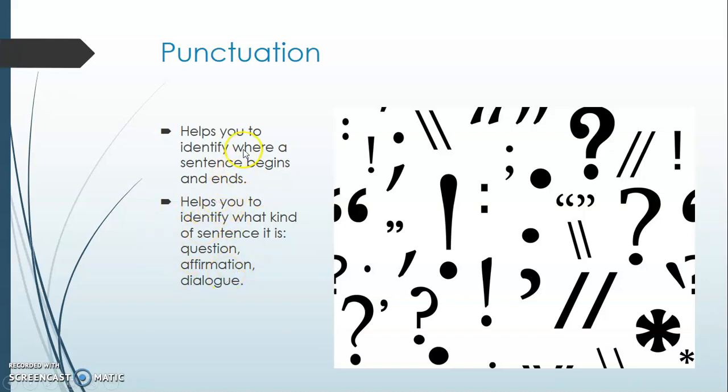And punctuation also helps you to identify what type of sentence it is. It can be a question, it can be an affirmation, it can be a dialogue. If it is a question, it can use this symbol in here. Do you remember the name? Good job, question mark. If it is an affirmation, if it is a dialogue, it may be in these little marks in here, quote unquote.